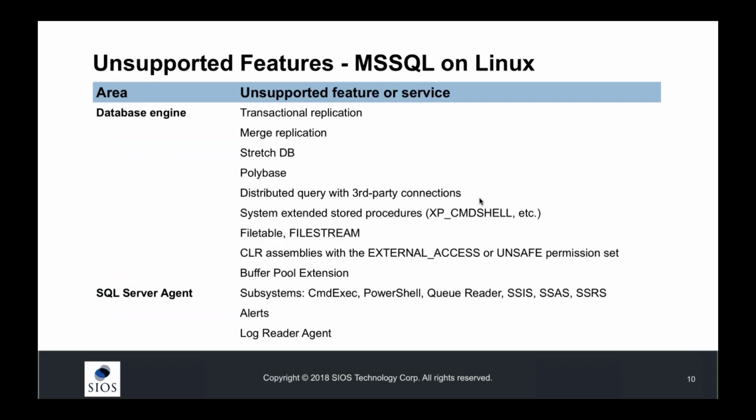So now we get to the exceptions slides. I mentioned the database engine is supported in the Linux release, however, there are some sub-features that are not ready yet, right? So transactional replication, that's a big one. Merge replication, Stretch DB. I'm not going to read the whole slide to you, but the point here is keep an eye out.